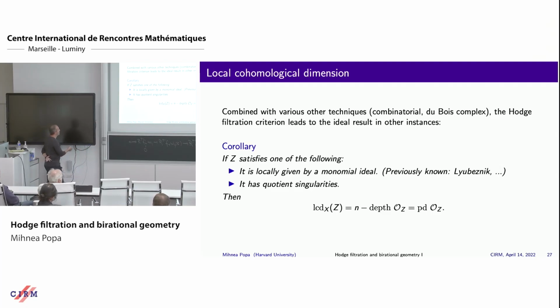But here's a new result. The ideal statement works for varieties with quotient singularities. So this uses this criterion that I explained to you, this kind of vanishing criterion, but interpreted in terms of the Du Bois complex, and then people understand very well the Du Bois complex of varieties with quotient singularities. So it happens that, again, you have a formula on the nose for the local cohomological dimension. It's the dimension minus the depth. These varieties with quotient singularities are always Cohen-Macaulay, so all of this is equal to the codimension of Z.